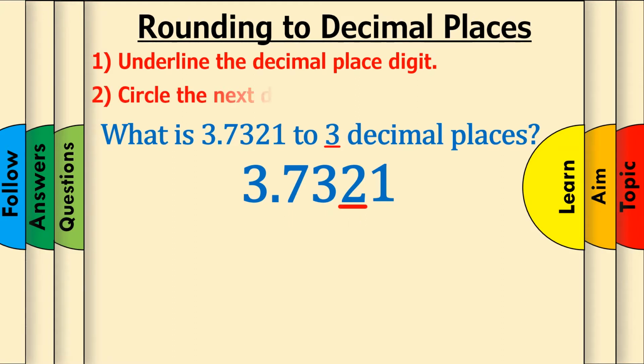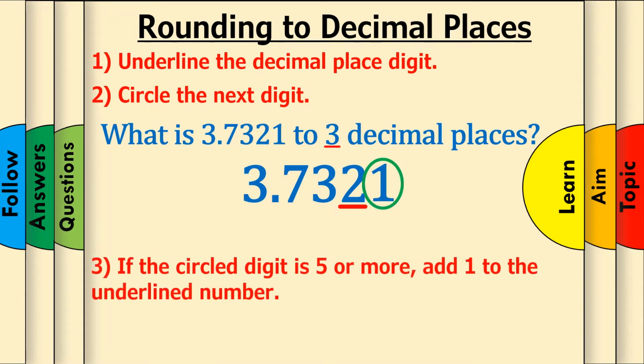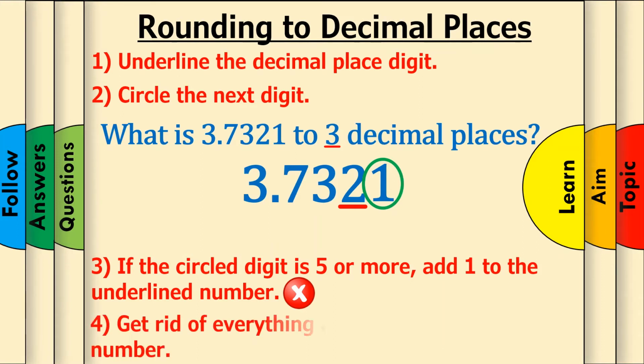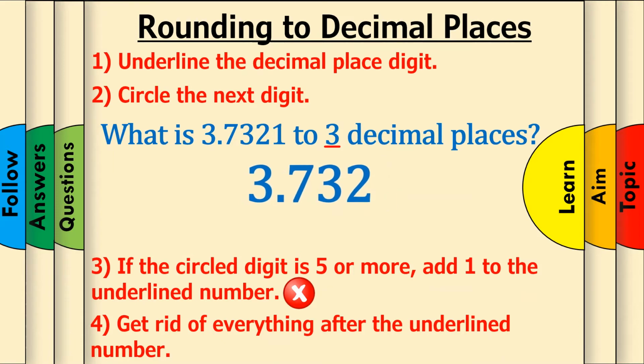Step 2. Circle the next digit, which is 1. Step 3. If the circle digit is 5 or more, add 1 to the underlined number. 1 is not 5 or more, so we don't need to do anything. Step 4. Get rid of everything after the underlined number. Our final answer is 3.732.